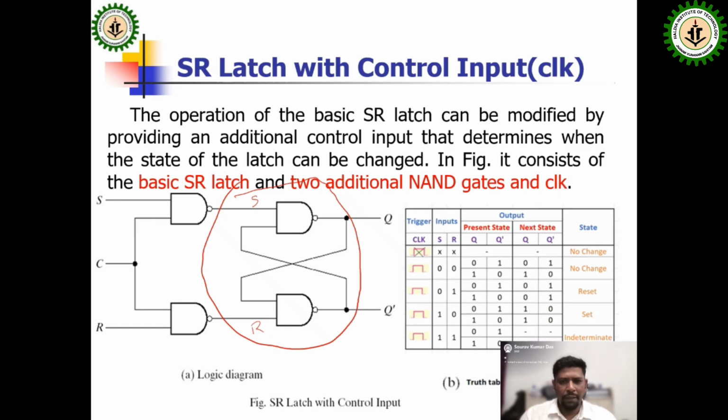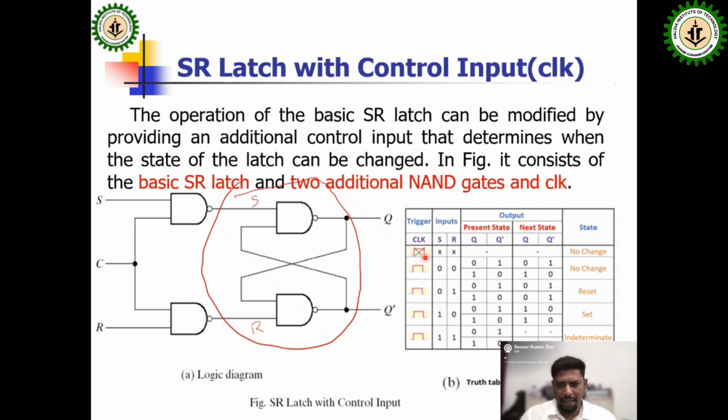So it consists of a basic SR latch, two additional NAND gates and a clock pulse. You can say this is a clocked SR flip flop, or an SR latch with control input. It operates similarly to the SR latch, but it has an additional clock pulse. In this figure, this is the truth table of the SR latch.